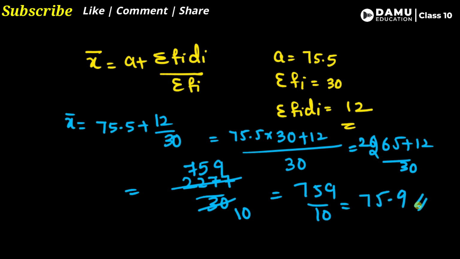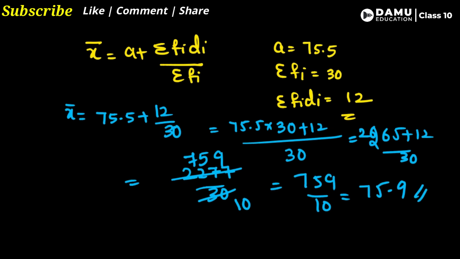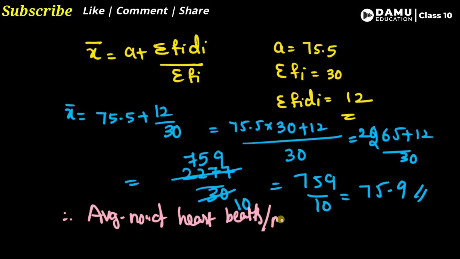So what is the mean? The women take 75.9 heartbeats per minute. So the average number of heartbeats per minute for women is 75.9, approximately. This is the value.